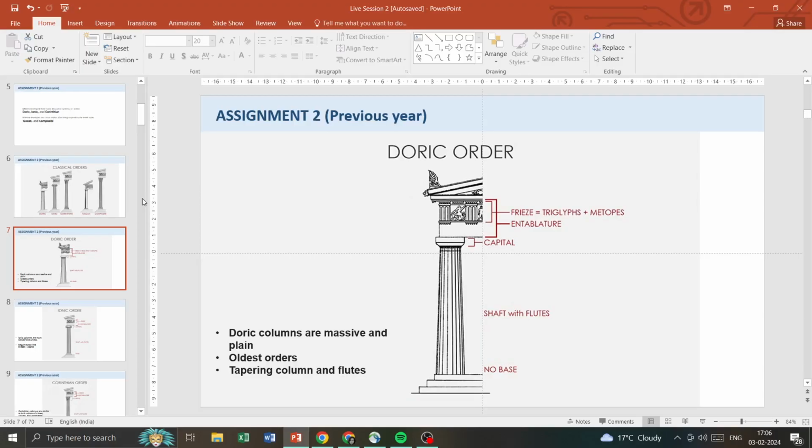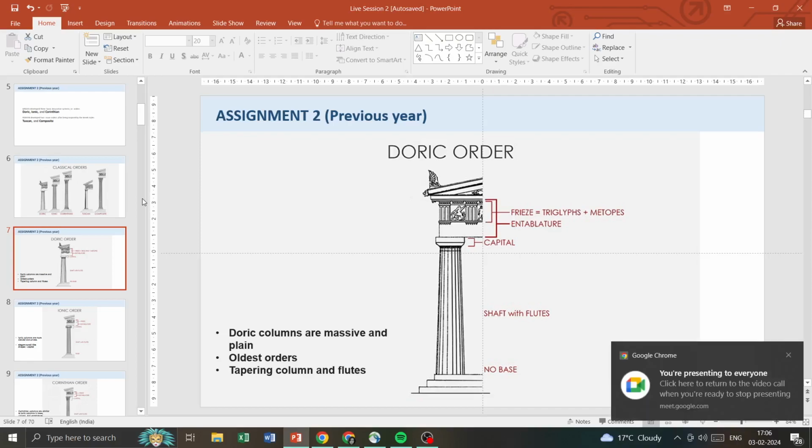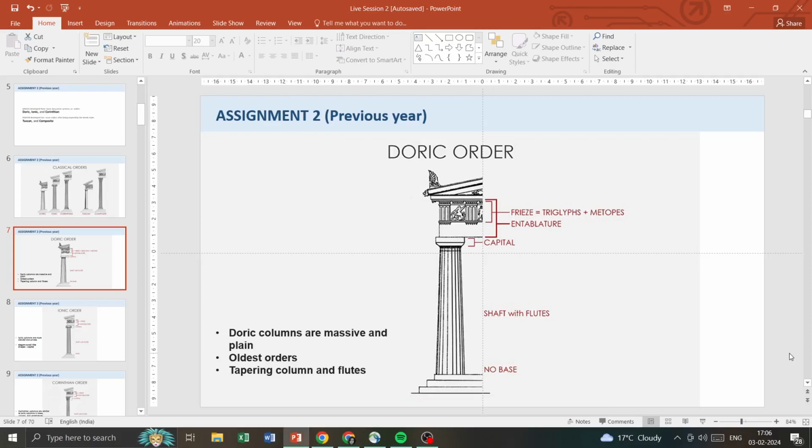Yeah, so I'll start. Doric order. Doric orders are massive and more plain compared to the other orders or columns. They are the first and the oldest orders, and they have tapering columns. Tapering columns means that the width of the column decreases with the height. They also have flutes. Flutes are these lines you see on the column in the image. Basically they are either curved concave-wise or convex-wise, and these parts are called flutes.